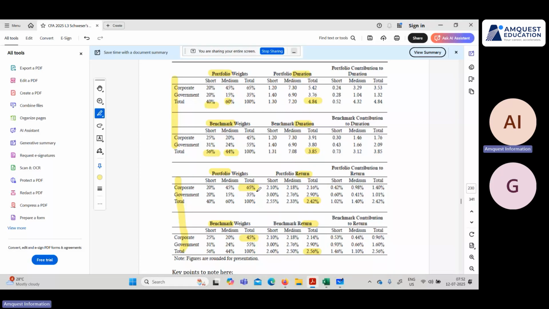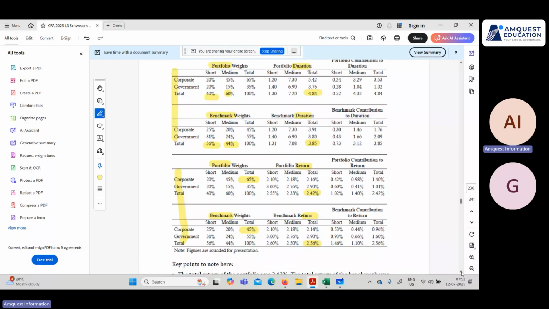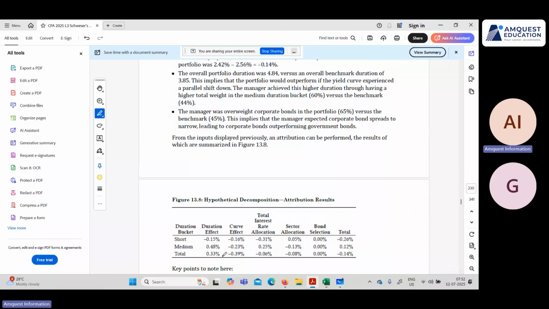Okay. And so one thing I talked about duration. Second thing I talked about the sector. And as a result, I know that this is underperforming. Okay. Let's just see. Now, this was our initial construction. Let's just see the results. So it says the duration effect, right?